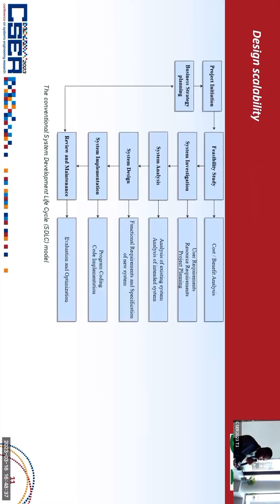Before this project starts, I have to look at the design scalability, and I adapted the conventional system development lifecycle model, where I start from the project initiation to feasibility studies, and most importantly to the system implementation, program coding, code implementation, review, and the maintenance, which is the evaluation and optimization of the system.